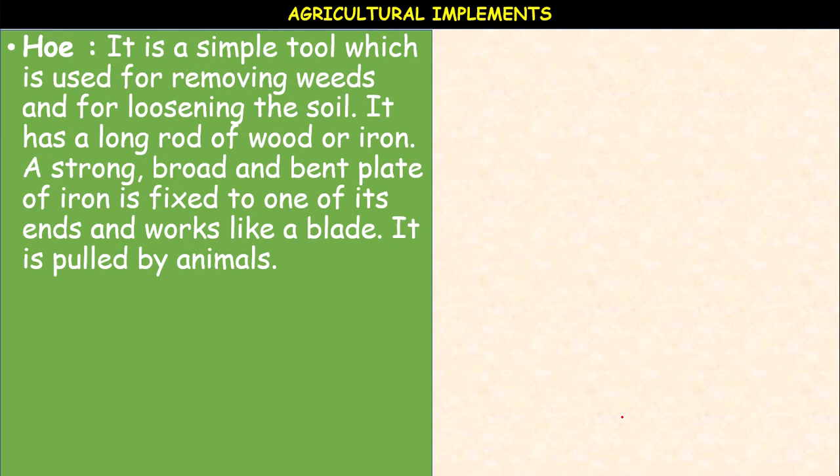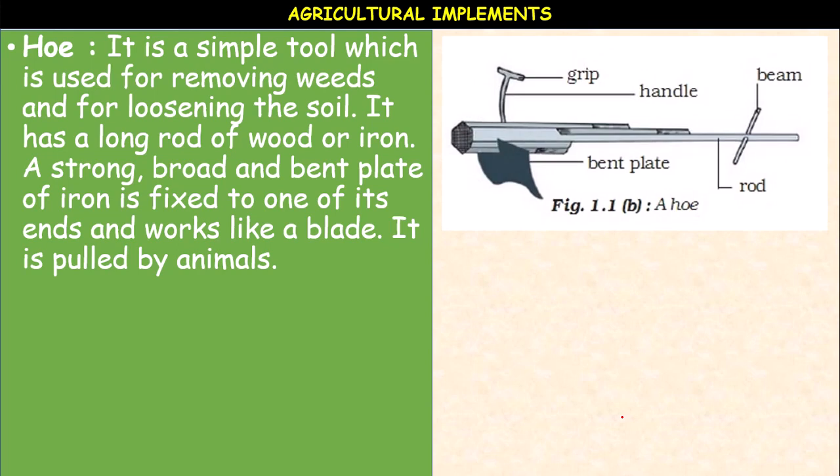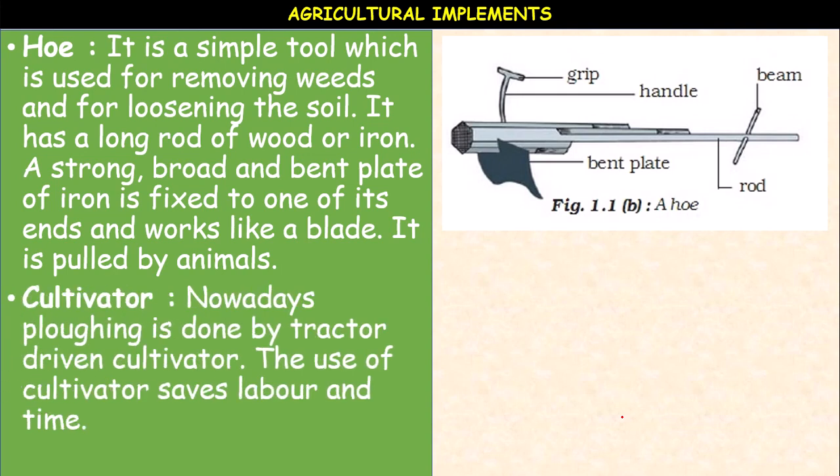And the second device is hoe. Hoe is a simple tool which is used for removing the weeds and also loosening the soil. It has a long rod of wood or iron. A strong, broad and blunt plate of iron is fixed to one of its ends and works like a blade. It is pulled by animals. This is the hoe. Hoe is having a grip, a handle, beam, rod, a bent plate, etc.